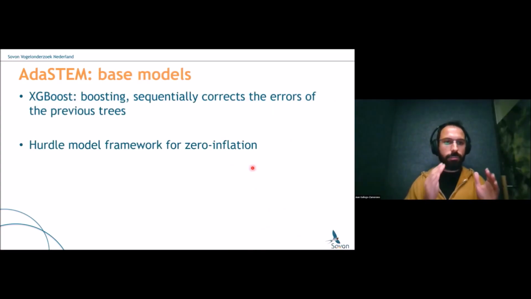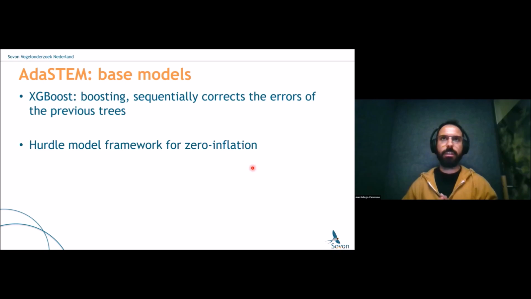So for each of these models, we use a base model, which was XGBoost. Basically, XGBoost is a machine learning model, like a random forest model, that uses boosting, which sequentially corrects the errors of the previous trees.